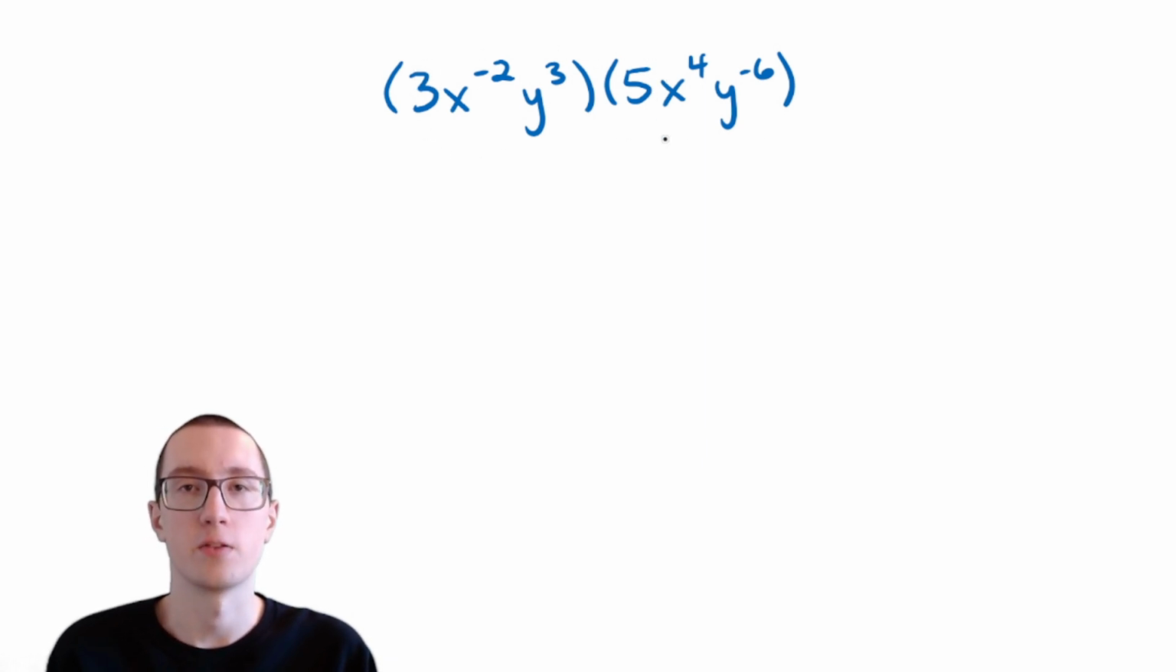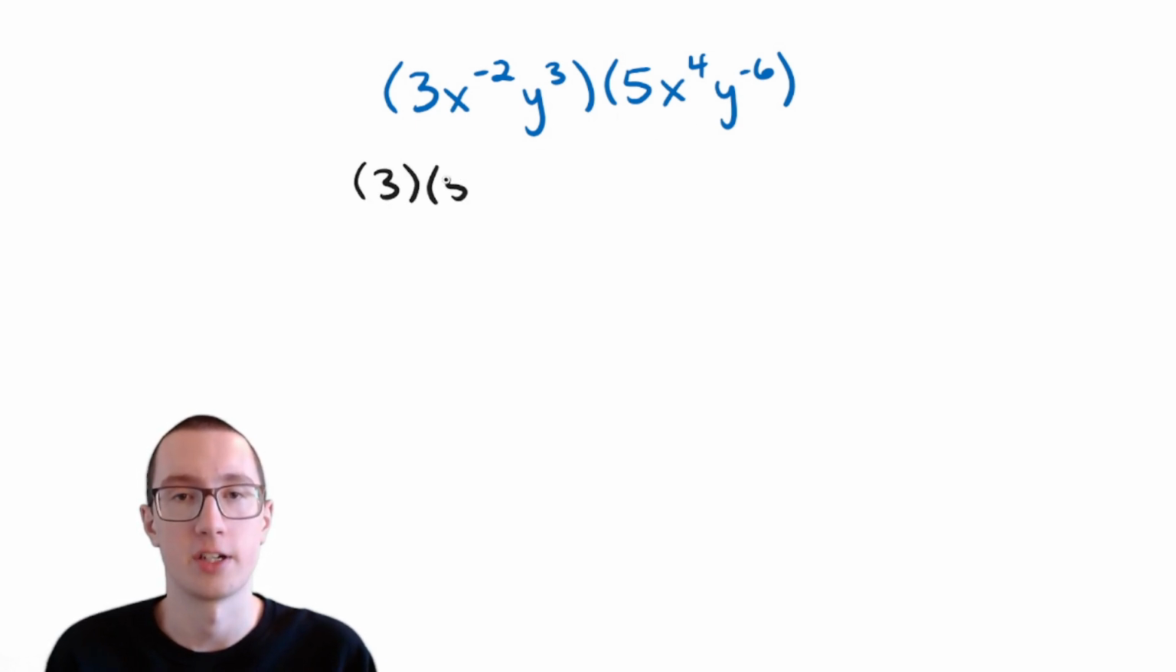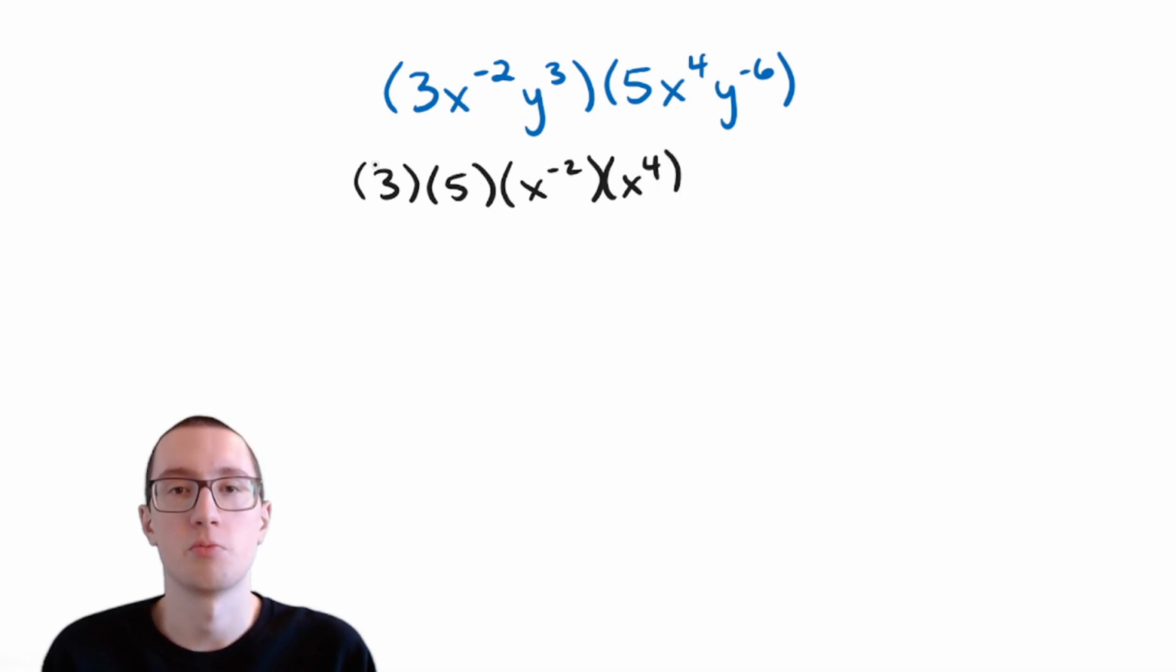So 3 and 5, those are just normal numbers, so we can combine those. So let's go ahead and put 3 and 5 together. And then we have x to the minus 2 and x to the 4th. Well, those can be combined because they're both x, so let's put those together. And notice how I'm putting all of these in parentheses because when two things are next to each other in parentheses, that means you just multiply them. And then we have two y's here, so we'll combine those as well.